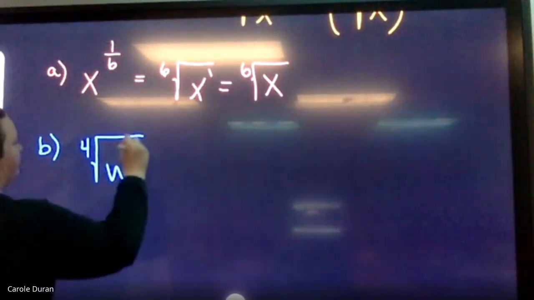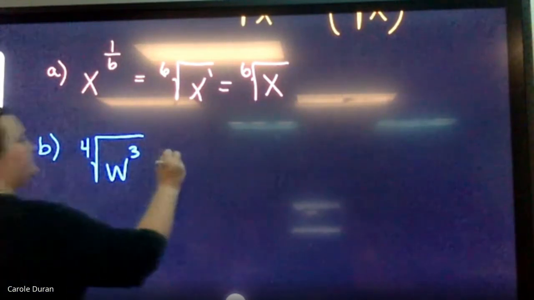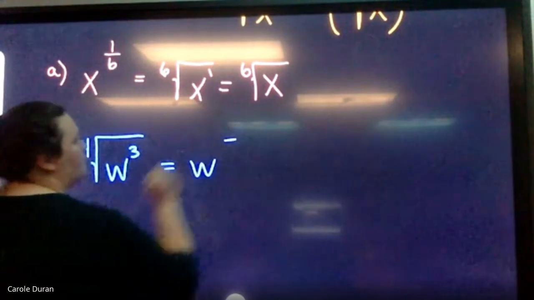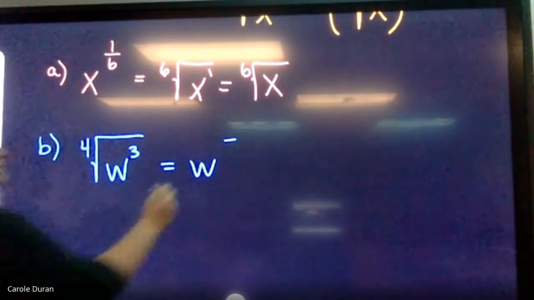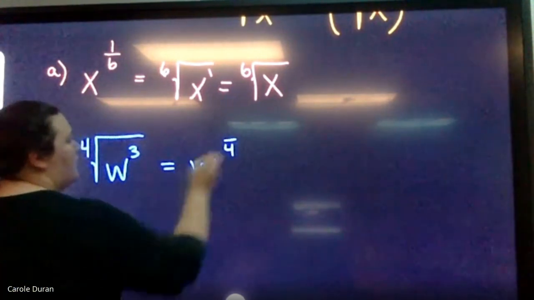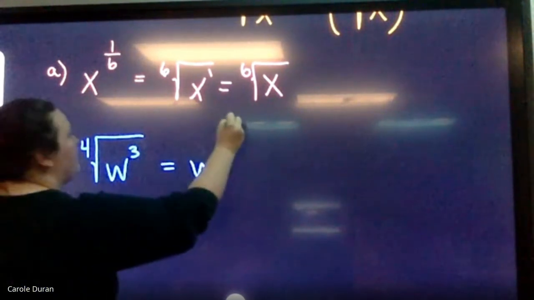Yeah, that was it. So now I've given this to you in radical form. I would like for you to rewrite it as an exponential form problem. So I know I'm going to have a fractional exponent, correct? What root am I taking here? The 4th root. And then what's my power? 3. So this is w to the 3/4 power.